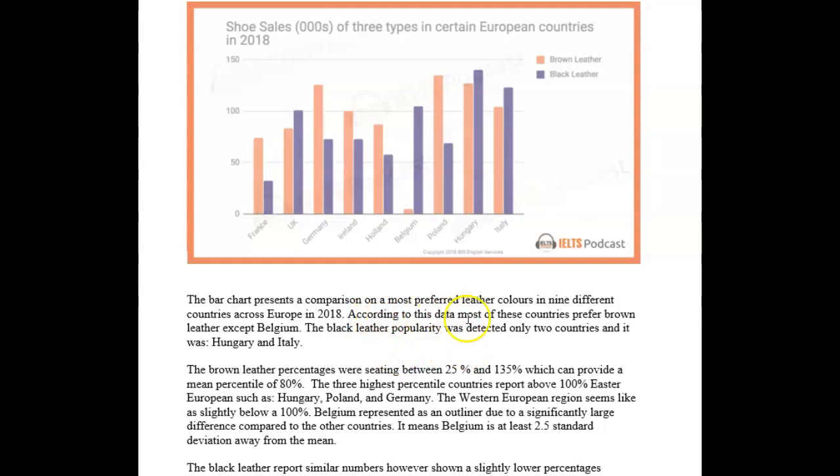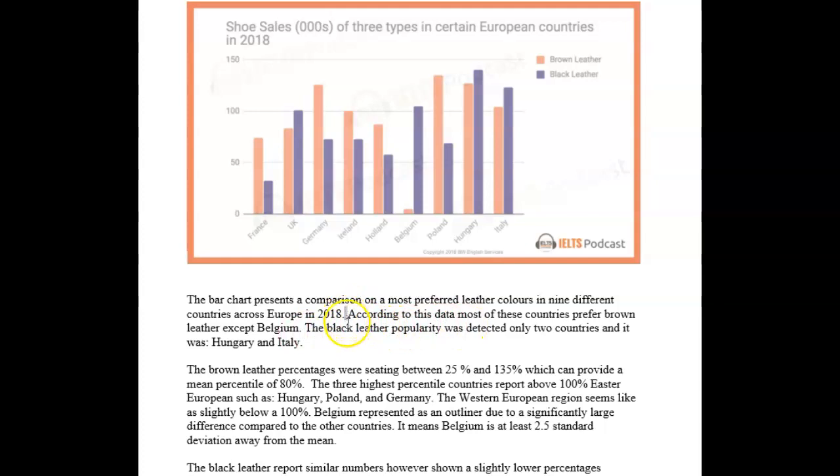So you wrote that most of these countries prefer brown leather except Belgium. I actually don't see that as being accurate. According to the data, most of these countries prefer brown. That's not true, because look at all the countries where black leather is higher. You've got the UK, you've got Belgium, as you mentioned, and Hungary and Italy. Okay, so this too was incorrect.